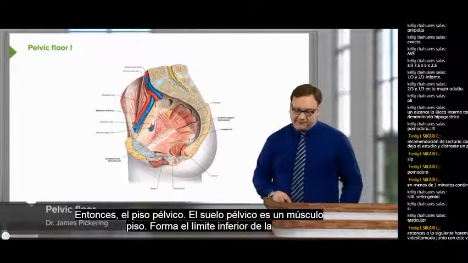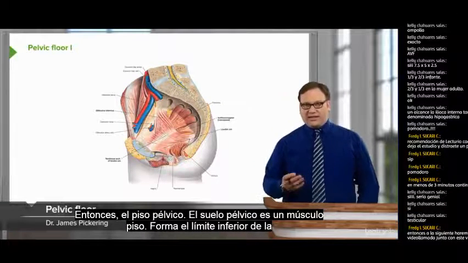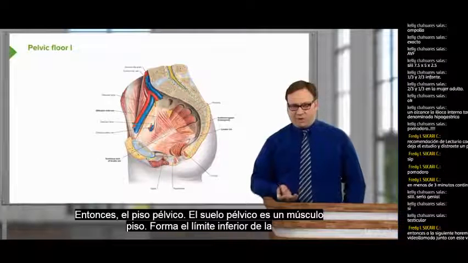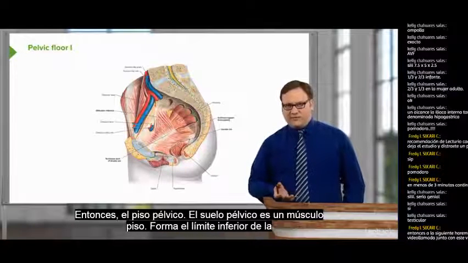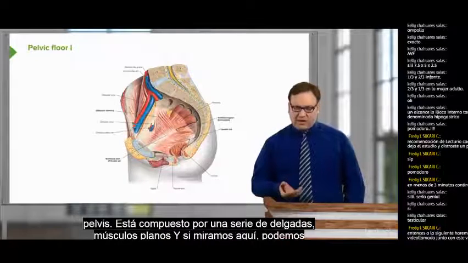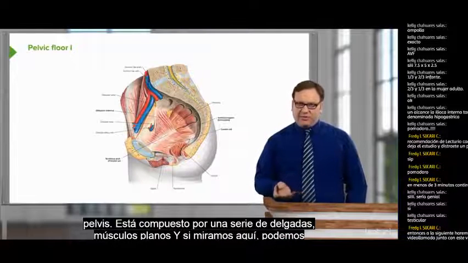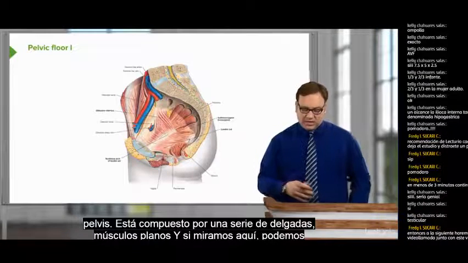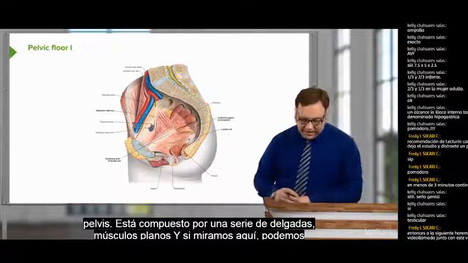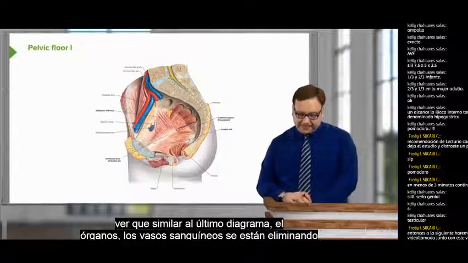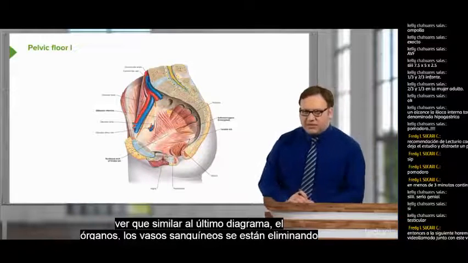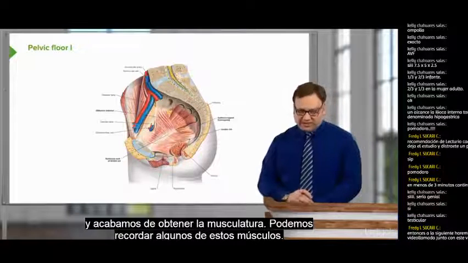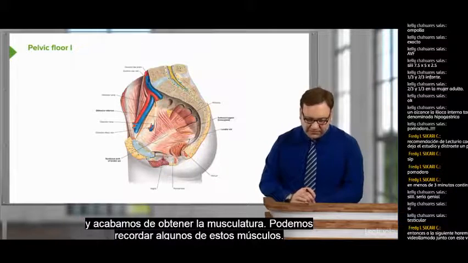So the pelvic floor. The pelvic floor is a muscular floor. It forms the inferior boundary of the pelvis. It's made up of a series of thin, flat muscles. And if we look here, we can see that, similar to the last diagram, the organs and blood vessels have been removed, and we've just got the musculature. And we can remind ourselves of some of these muscles.